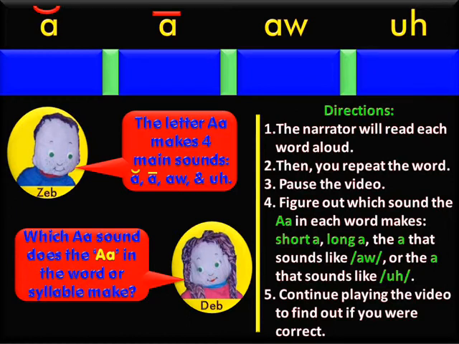If the A in that word makes the ah sound, then on the following screen, that word is going to float up to the third slot. And finally, if the A in that word makes the fourth sound, then on the following screen, that word will float up to the fourth slot. After that, you continue playing the video to find out if you were correct. Have fun with this.